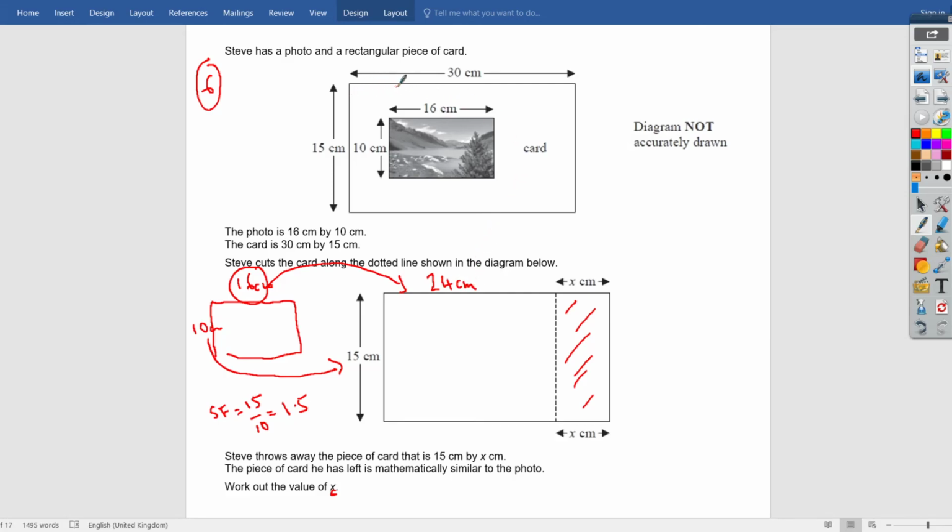We were told originally the full length was 30. So Steve must cut out 6 centimeters to make that 24, because 30 take away 6 leaves you with 24. And if that's 24 and that's 15, then this card will be similar to the photo. So work out the value of X. X must equal 6.